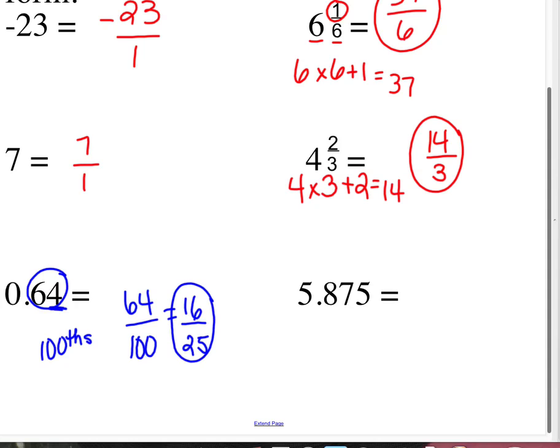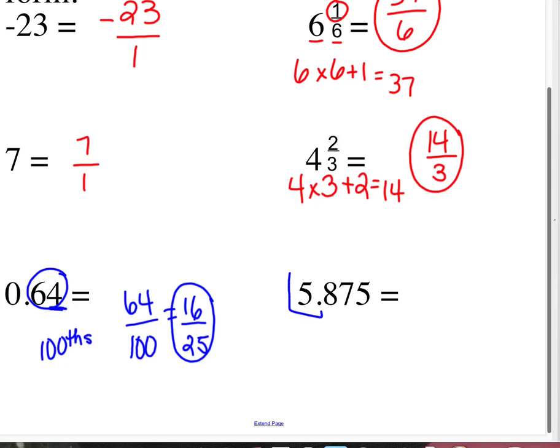Lots of calculators have a function that will simplify a fraction for you with the push of a button. Otherwise, you can always divide it down. Divide by 2, divide by 2, divide by 5, divide by 5, and keep going until you get it down to simplest form. The next one, 5.875.